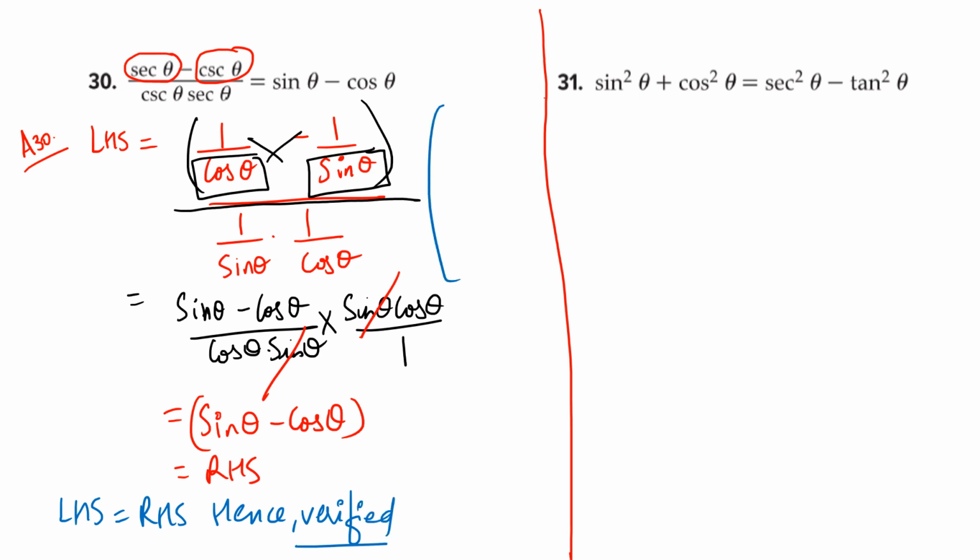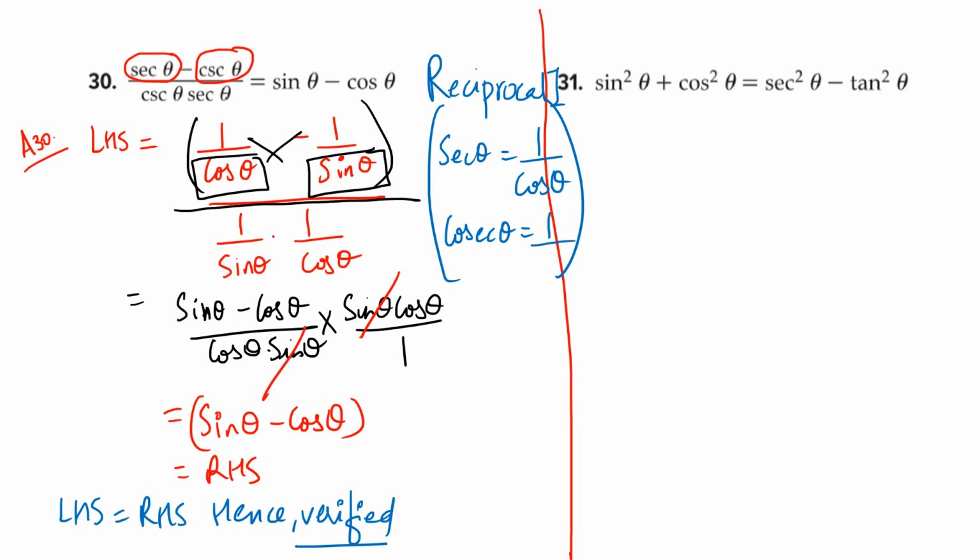Let's write in bracket what all identity I use. So basically I use reciprocal identity along with LCM. I replaced secant theta with 1 over cos theta and I replaced cosecant theta with 1 over sine theta. So do mention the identities that you use. And now let's move to 31st question.